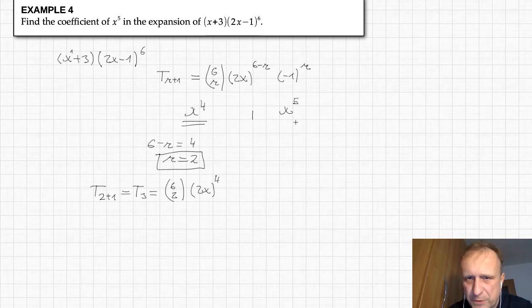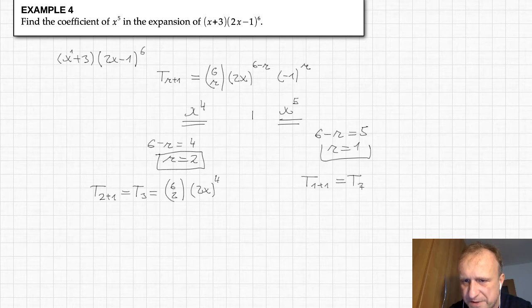Now, for the situation when we have x to the power of 5, we need to learn when it happens that 6 minus r is 5. And you see, it happens when r is 1. Okay, when r is 1, 6 minus 1 is 5. So it means that we are interested in the term t(1+1), which is t2. It's the second term of the expansion. And this is going to be 6 choose 1 times 2x to the power of 6 minus 1, which is 5, times negative 1 to the power of 1.